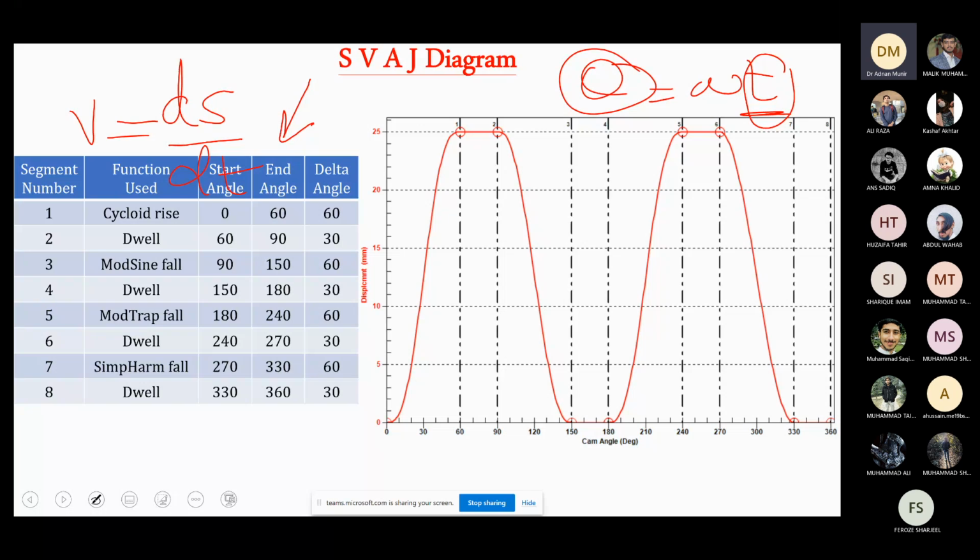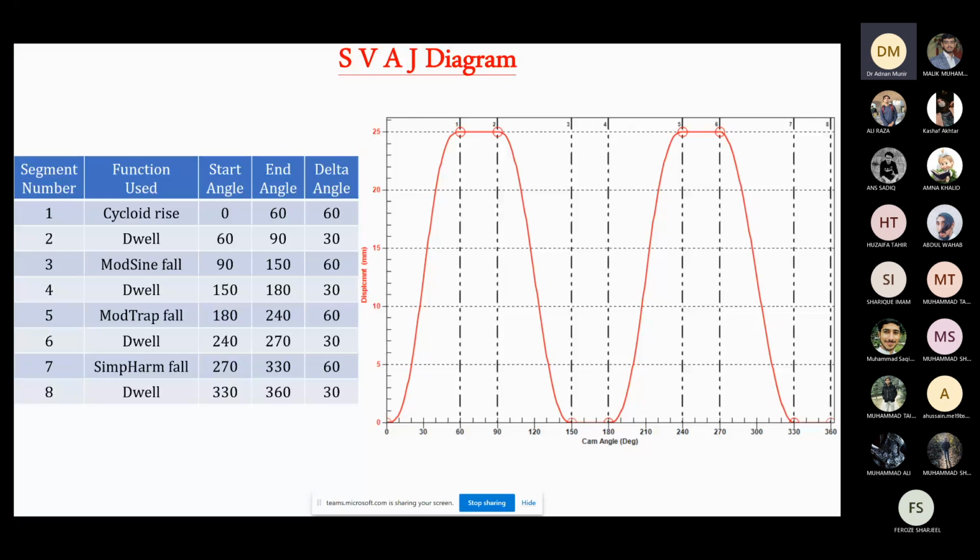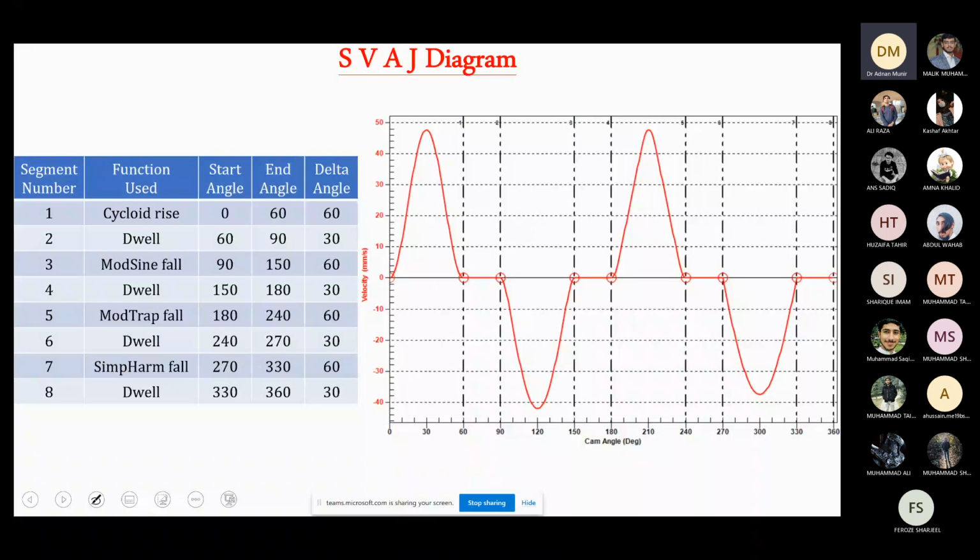Now this is just an introduction where he's telling you what the SVAJ diagram is and how we calculate them. We will also do some examples on this using real mathematical functions, and then we will calculate it. Then it will be more clear to you. But for now, this is just an introduction to tell you how we get these diagrams. So now in the next slide, we have velocity versus cam angle. We know the mathematical function of cycloid rise. We differentiated it with respect to time. We put the angles inside it, and we get a velocity profile like this.